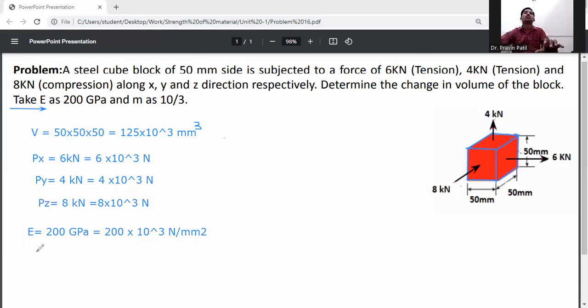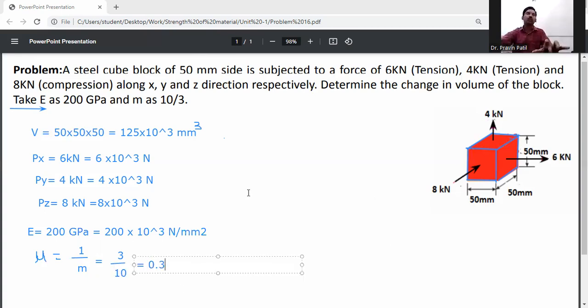Then Poisson's ratio is also given. That is mu is equal to 1 by m. 1 divided by m will be Poisson's ratio. In our example, the m value is given, so you can write 1 divided by 10 by 3, which is 3 by 10. It will be 0.3. So mu value is 0.3.